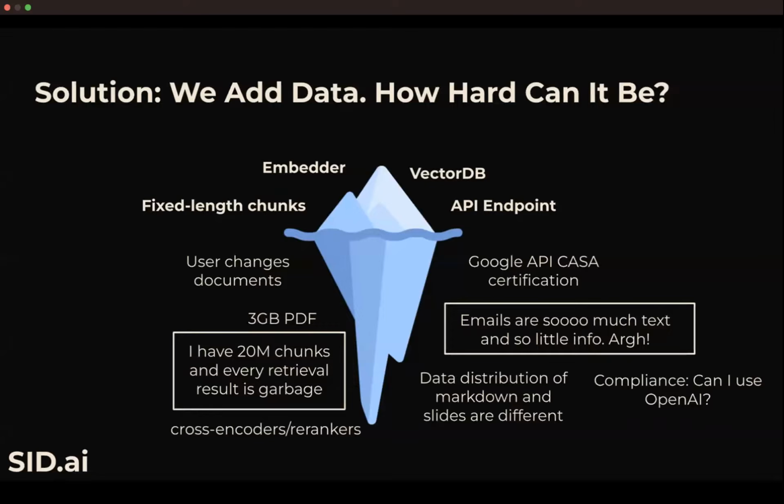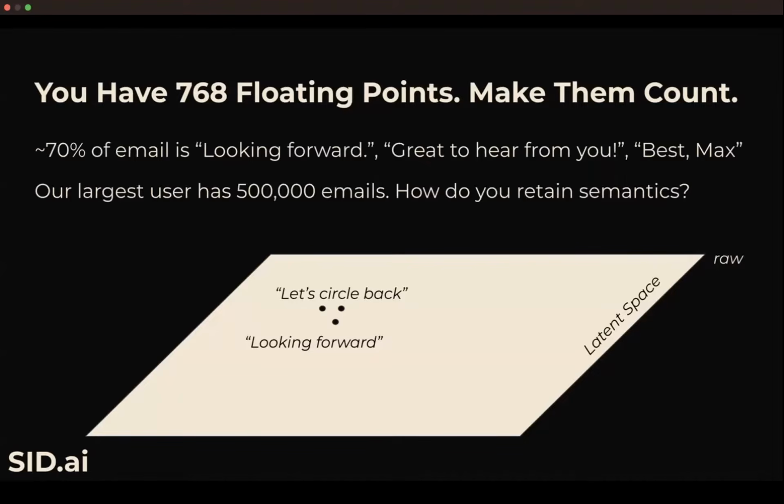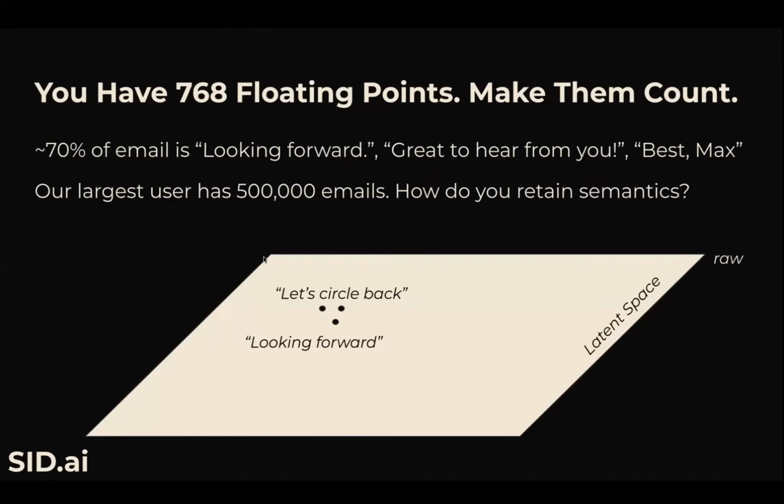And I'll quickly get into these two more, and one approach that we found worked well for us there. You have a limited amount of floating points, a limited amount of precision in your embeddings, and it's really important to make them count. So in the classical email sense, most of it is looking forward, great to hear from you, let's circle back, et cetera, and not actual information on the content. So what we have done is we've tried to reduce the fluff, the niceties, and the writing style as much as possible.